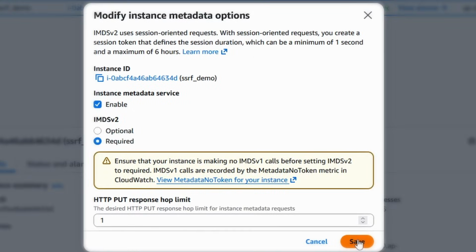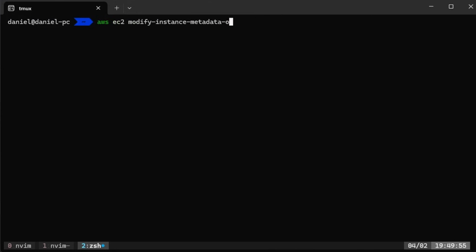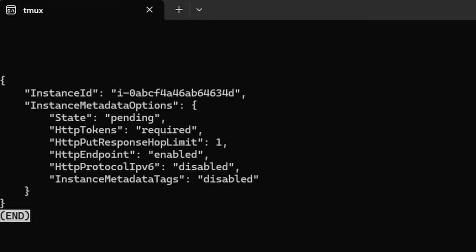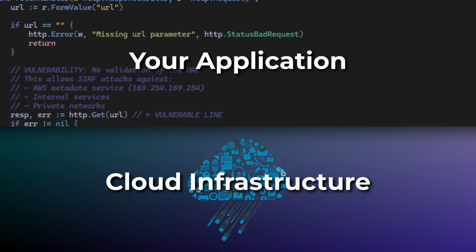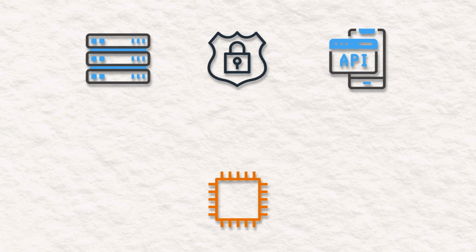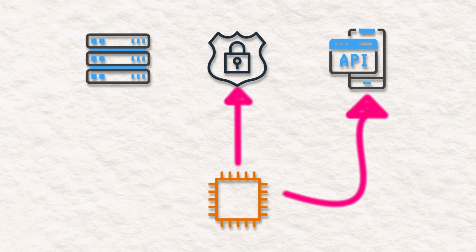You can do this through the console or with a simple CLI command. Set the HTTP tokens option to required. This should be your first line of defense if you're on AWS. But even with IMDS v2 enabled, you still need to fix the vulnerability in your application's code, because SSRF isn't just about the AWS metadata. An attacker could use it to access your internal services, database, admin panels, or anything else on your internal network. So let's talk about how you can secure your application.